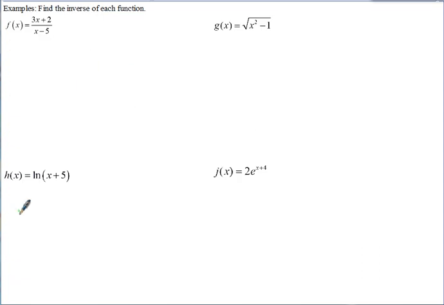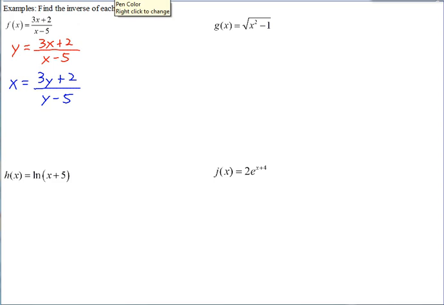Find the inverse of each function. All right, so let's first replace f of x with y, so y equals 3x plus 2 over x minus 5. Then the inverse switches the x's and y's, so wherever there's an x, you replace it with y, and wherever there's a y, you replace it with x. You get x equals 3y plus 2 over y minus 5. Now this one might be the trickiest of all in some ways. Once you switch the x's and y's, you want to solve for y, but notice we've got a y in the numerator and the denominator, so we need to deal with that somehow.